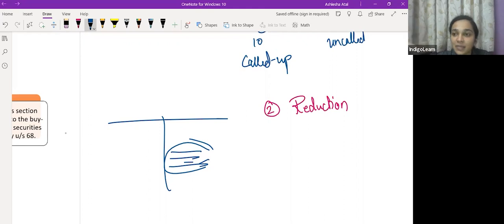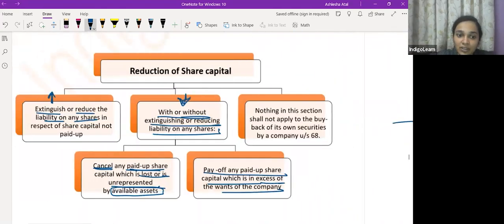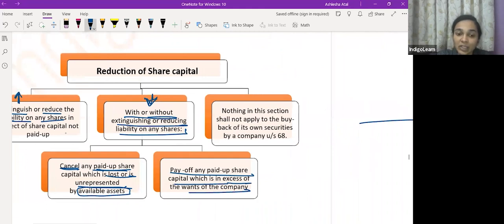So there are some assets which are representing the capital of the company, but which is not correct. In that situation, like discount allowed or preliminary expenses, different types of expenses are being represented. However, the assets which are representing the capital are not proper assets. They are not actually the company's assets. So in that situation, the company may reduce its share capital. Clear? Which is not being properly represented by the assets which are available with the company.